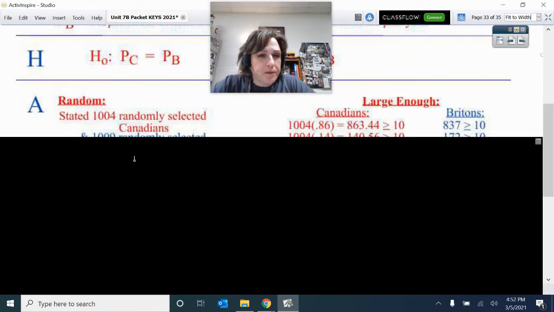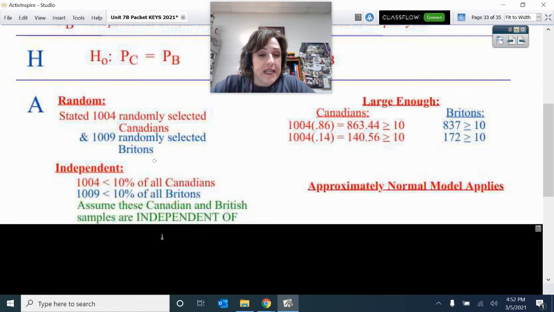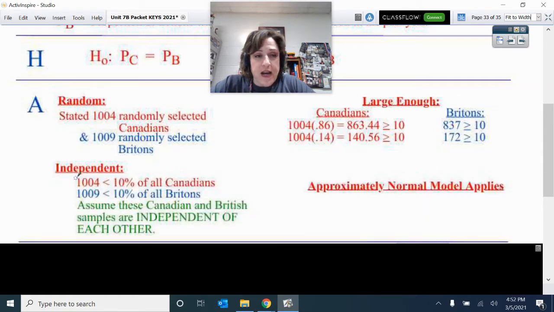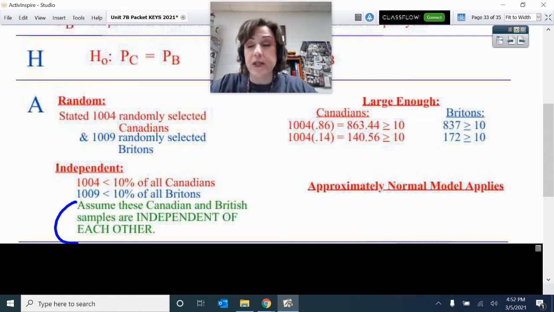All right, our assumptions. I color coded these. For random, it was stated that we had 1,014 randomly selected Canadians and 1,009 randomly selected Britons. For independence, color coding again, I've got 1,014 less than 10% of all Canadians and 1,009 less than 10% of all Britons. And here's the new piece to this: assume that these Canadians and Brits are independent of each other. So I do not have a person who's a British Canadian, somebody who's counted in both of those categories.